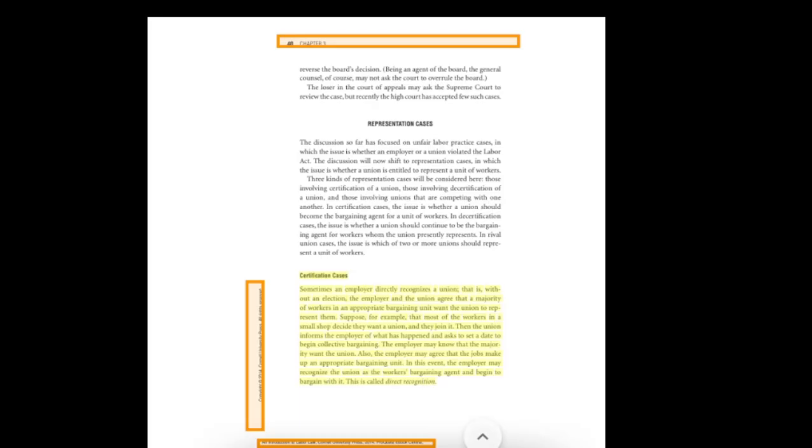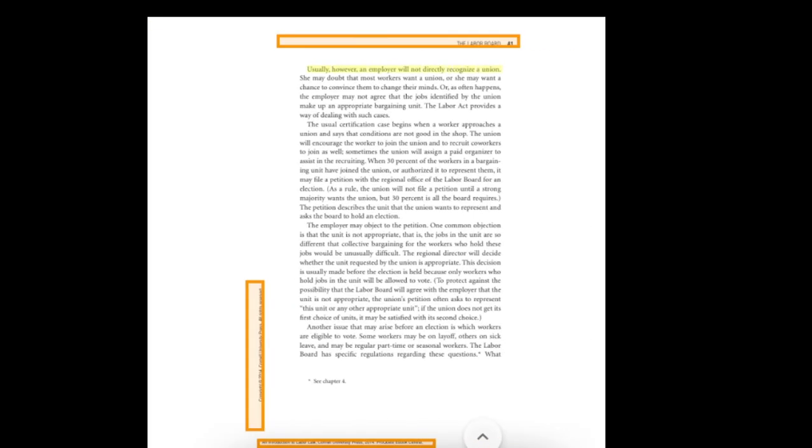The employer may know that the majority want the union. Also, the employer may agree that the jobs make up an appropriate bargaining unit. In this event, the employer may recognize the union as the workers' bargaining agent and begin to bargain with it. This is called direct recognition.